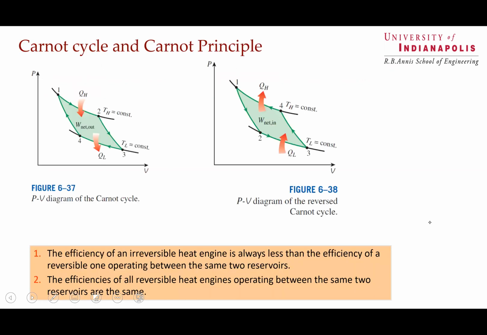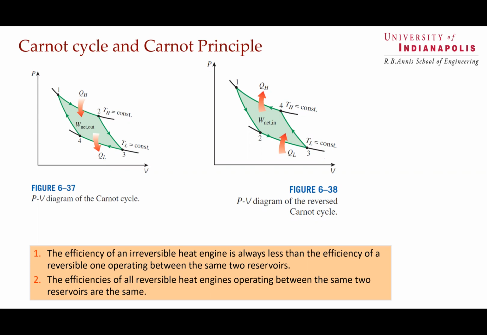Why are reversible processes important? Because when a cycle is built by all reversible processes, then that cycle or that heat engine has its maximum efficiency, or that refrigeration system has its maximum coefficient of performance. For example, we have here a Carnot cycle and a reverse Carnot cycle. Carnot cycle is comprised of 4 reversible processes.